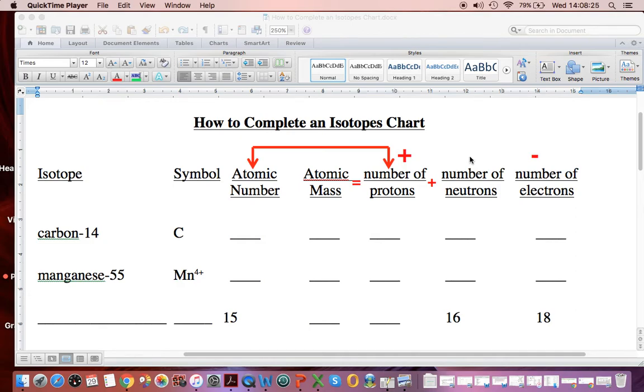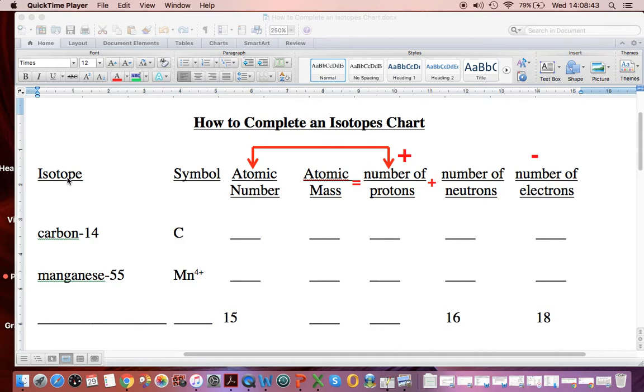The title says how to complete an isotopes chart. Now I could scribble on the whiteboard or on a piece of paper, but some people claim my handwriting is not the neatest. So I've got my periodic table handy and I'm all set to fill this in.